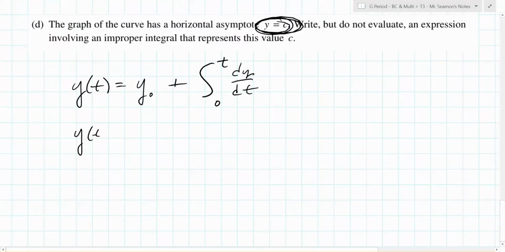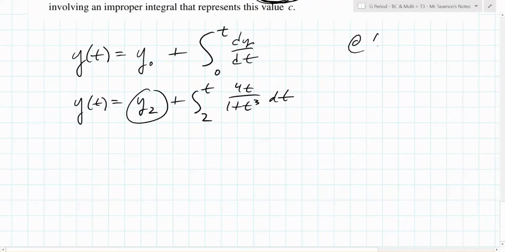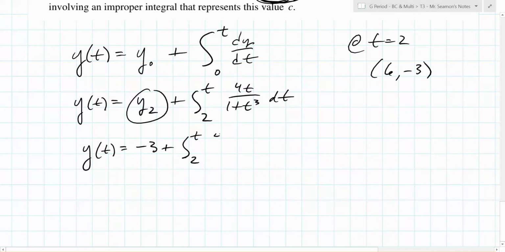No. The position of y(t) is going to be equal to the position when it's 2, plus the integral from 2 to t of, what is it? It's 4t over 1 plus t cubed dt. But what is y(2)? What was that point? At t equals 2, the point was at what? 6, negative 3. So what do you plug in for y(2)? Negative 3. So the y position of this particle is negative 3 plus the integral from 2 to t of 4t over 1 plus t cubed dt.